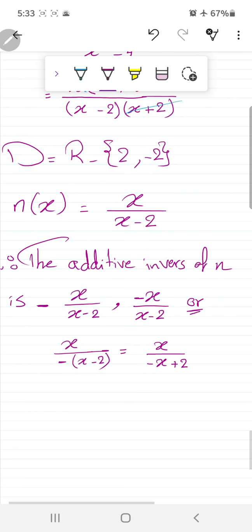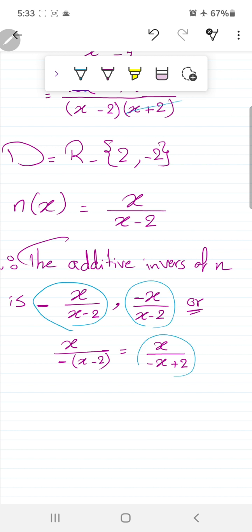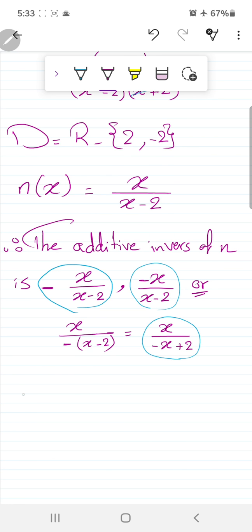Okay, so we have here three forms: first, second, third. And also here, the domain is R minus 2 and negative 2. Okay? Because we get the domain before we reduce. Don't forget. We have another example, or the last one.